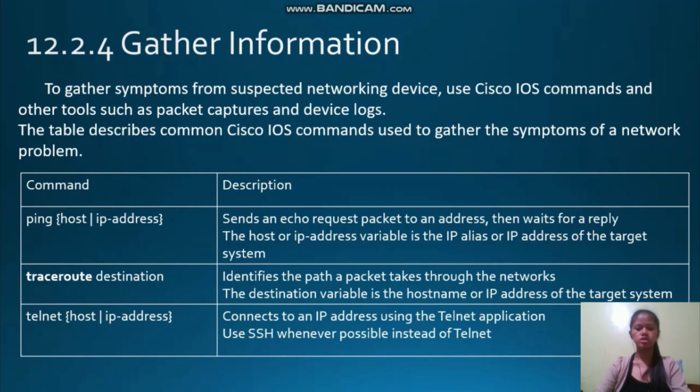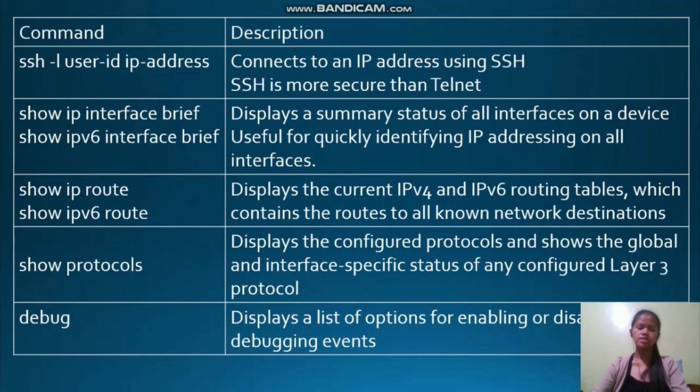Traceroute destination identifies the path a packet takes through the networks. The destination variable is the host name or IP address of the target system. Telnet {host | ip-address} connects to an IP address using the Telnet application. Use SSH whenever possible instead of Telnet. SSH -l user-ID ip-address connects to an IP address using SSH. SSH is more secure than Telnet.